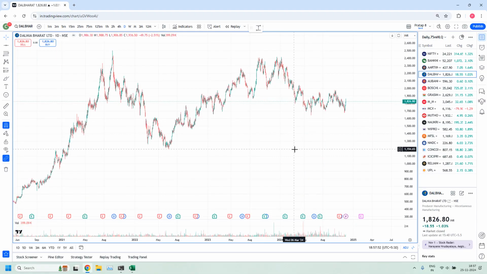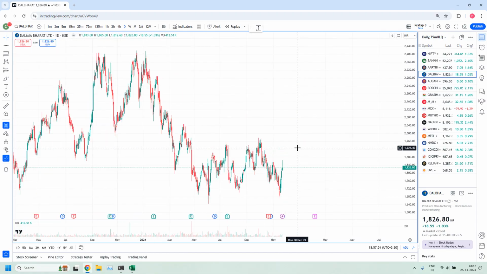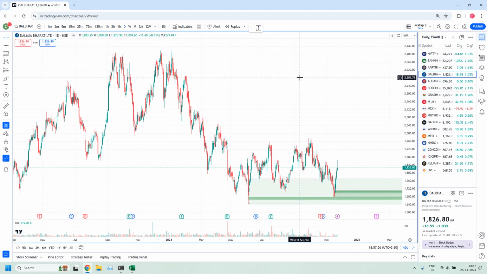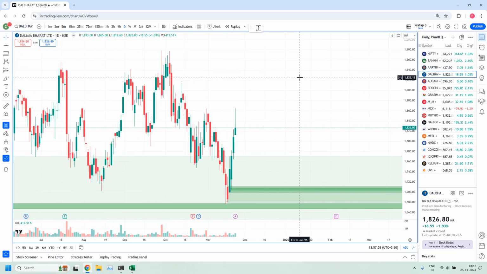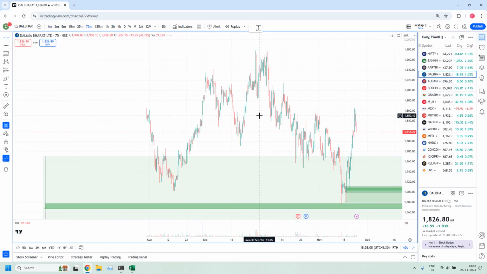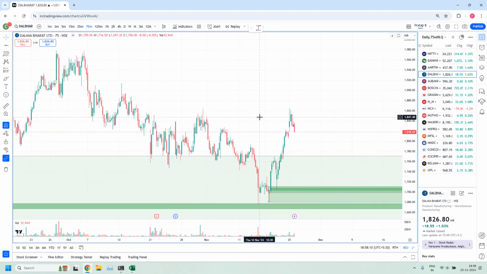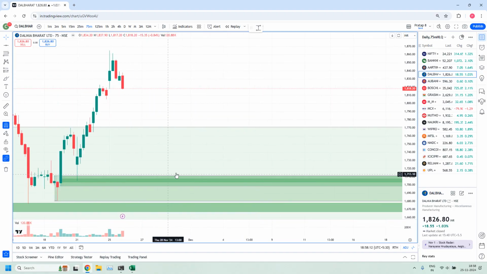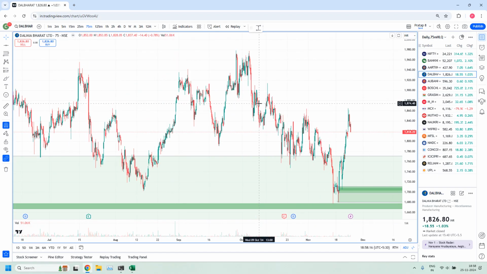And next one is Dalmia Bharat. This is also a daily high liquidity demand zone. We have fine-tuned zones. Today, price did not enter. How did I fine-tune? Go to the 75 minute time frame. Here you have a 75 minute zone: drop, 2 base candles and a rally.